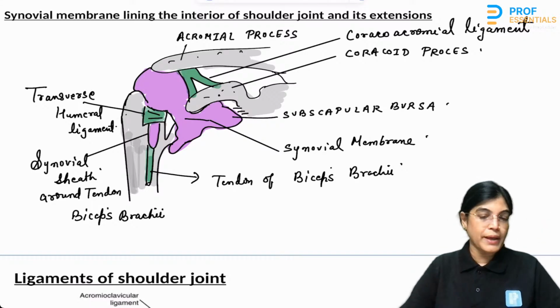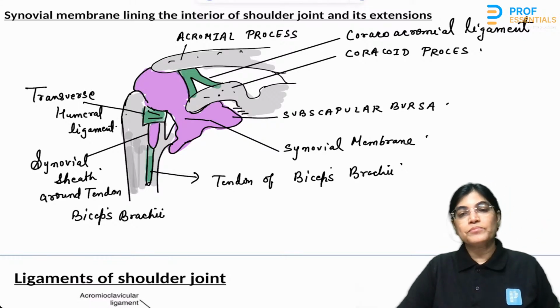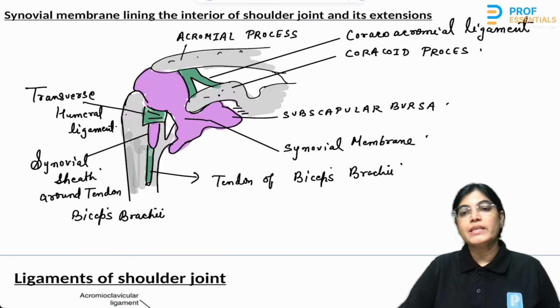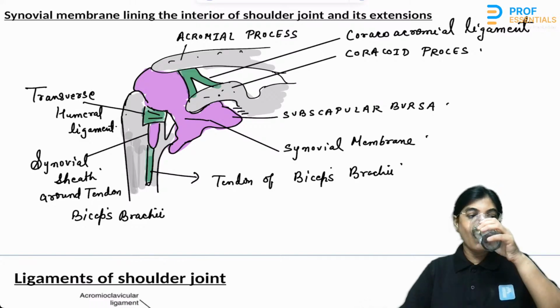the viva questions. Okay, so we have finished with the fibrous capsule, synovial membrane, joint cavity, and extension, and the next is to describe the important ligaments of the shoulder. So I would like to start with the glenohumeral ligament.